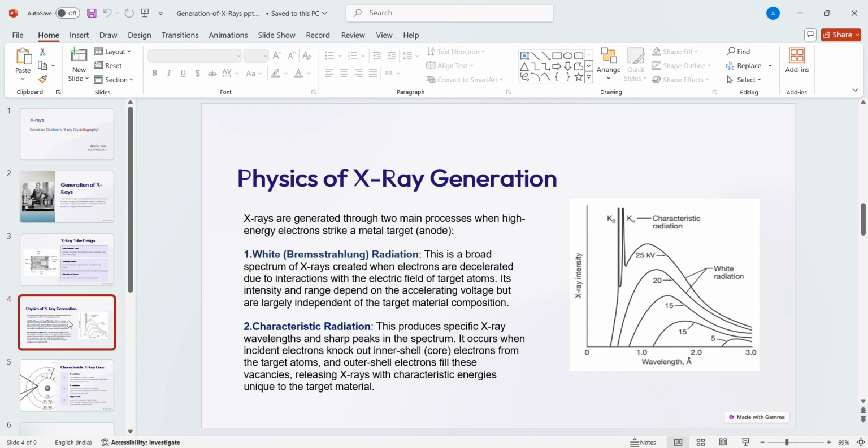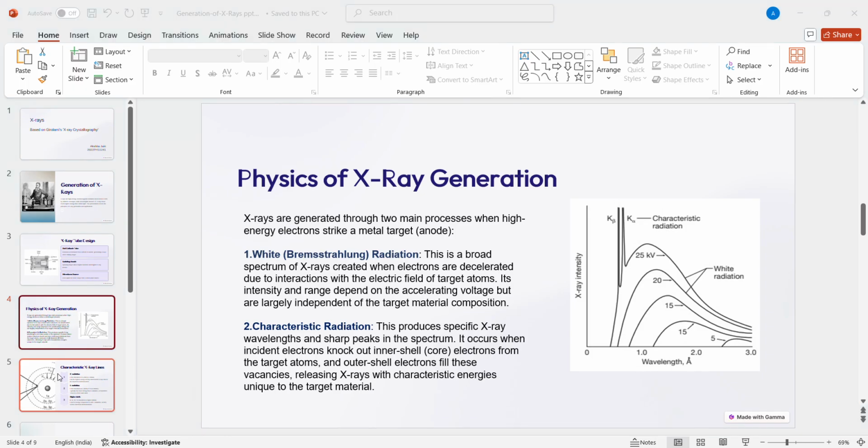Second is the characteristic radiation, which produces specific X-ray wavelengths and sharp peaks in the spectrum. It occurs when incident electrons knock out inner shell electrons from the target atoms and outer shell electrons fill these vacancies, releasing X-rays with characteristic energy unique to the target material.